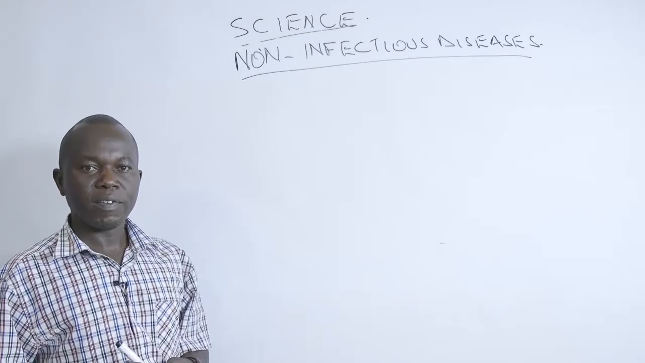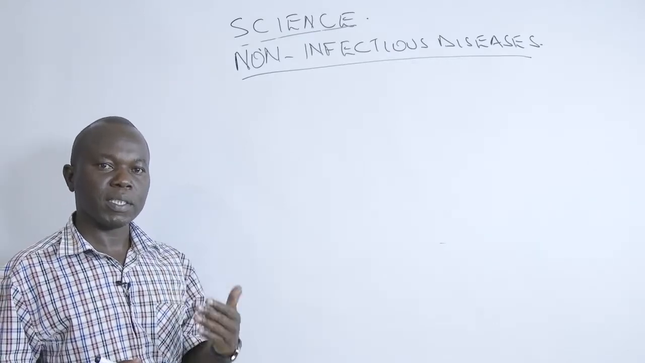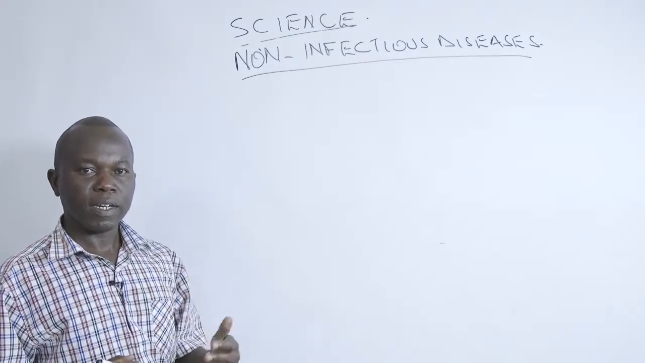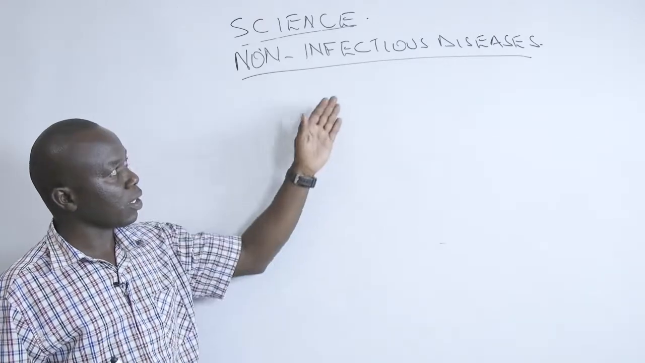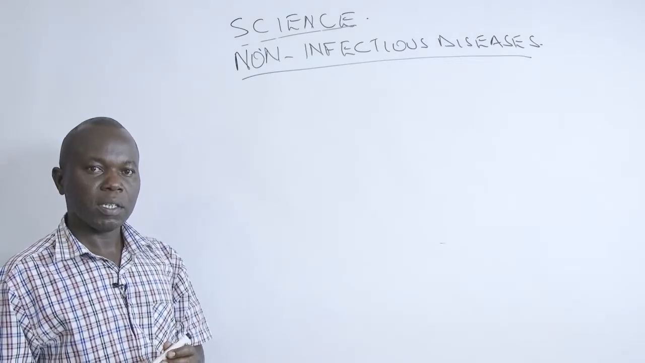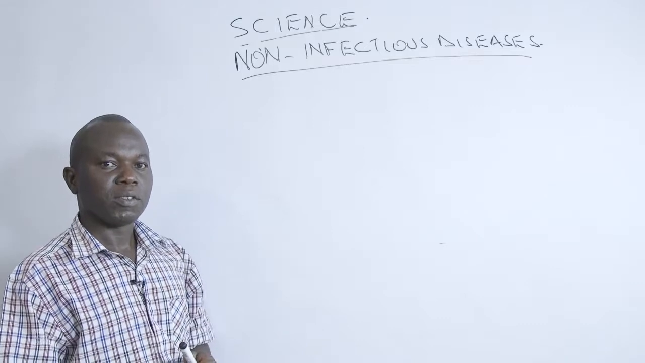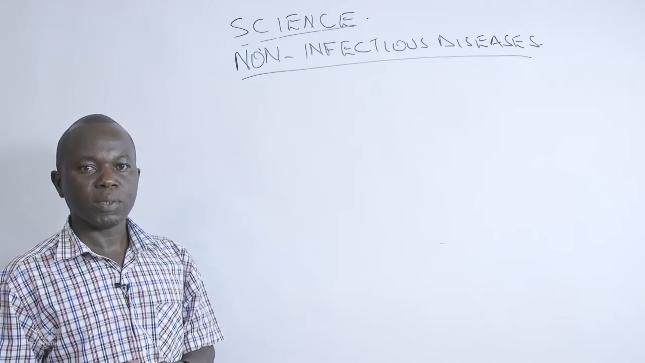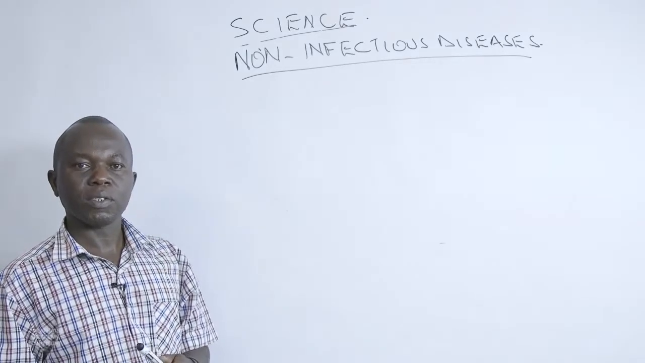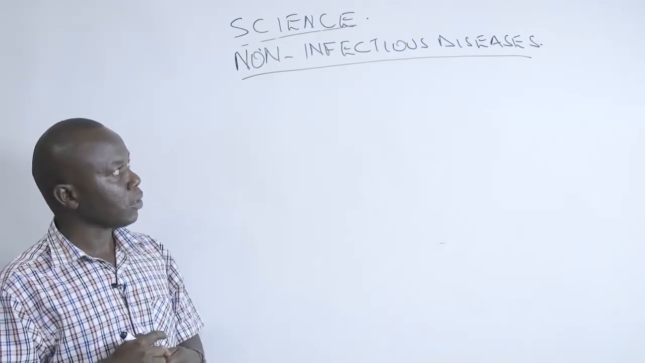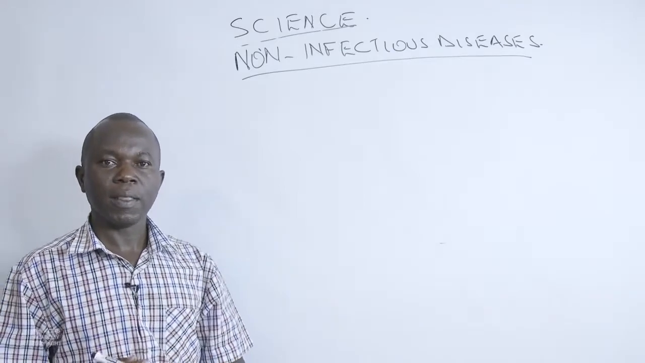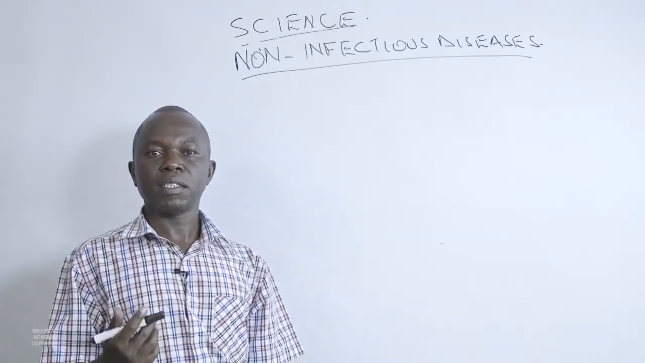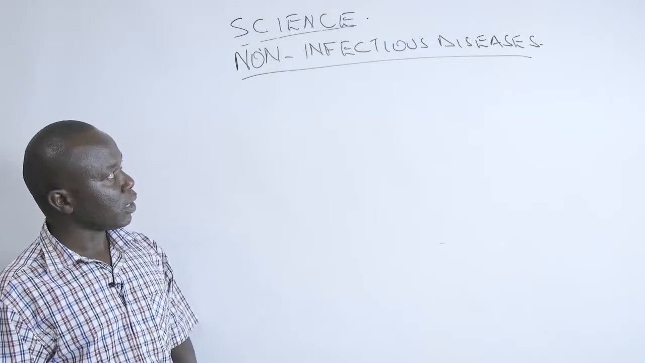We have already given a list of pathogens. It could be bacteria, fungi, virus, or protozoans. Those are usually infectious diseases, which means they can be transferred. Those pathogens can be transferred from one person to another, either through direct contact or indirect contact. If it is direct contact, then these diseases are usually called contagious diseases.